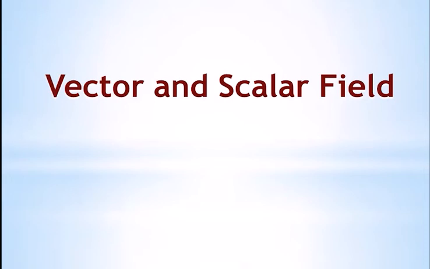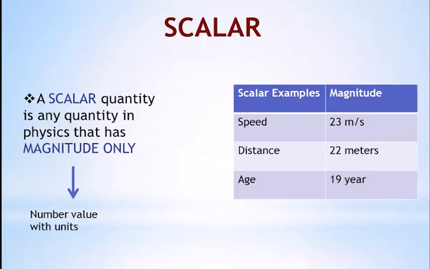Good afternoon, dear students. Today we are going to study the scalar and vector field. Before that, we should know about scalar quantity and vector quantity. A scalar quantity is any quantity in physics that has magnitude only. Such types of quantities are defined by numbers.